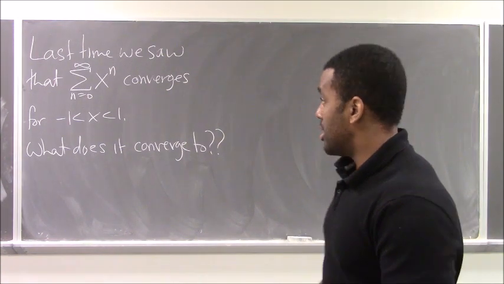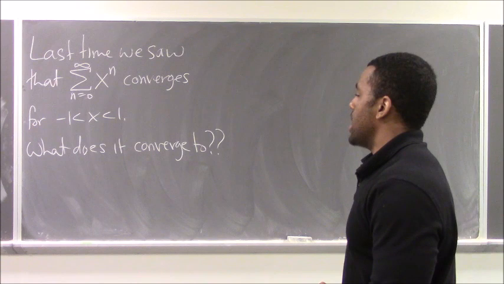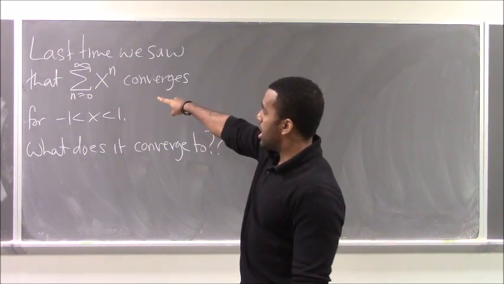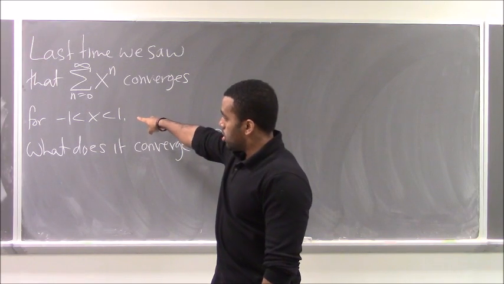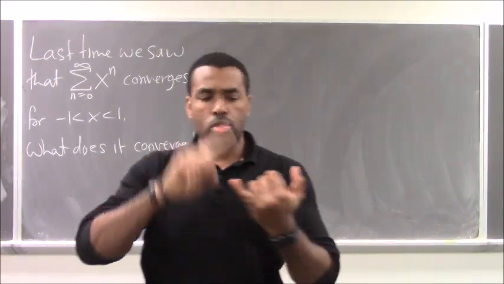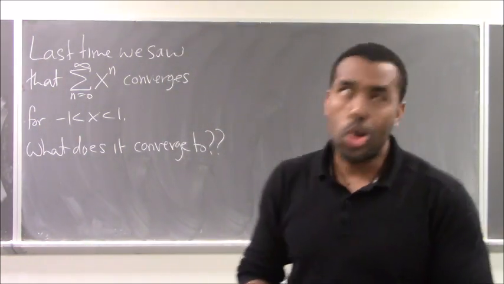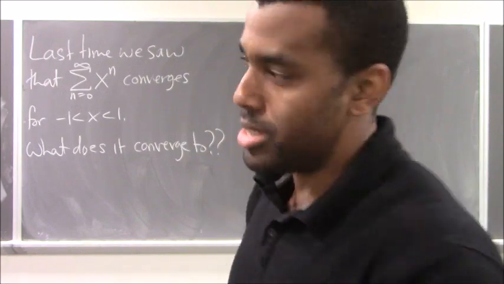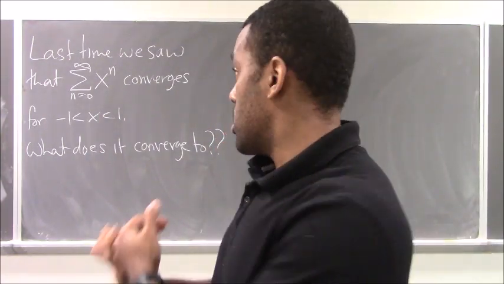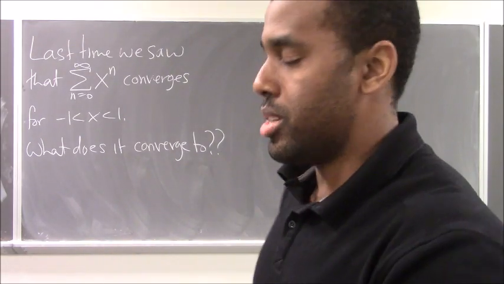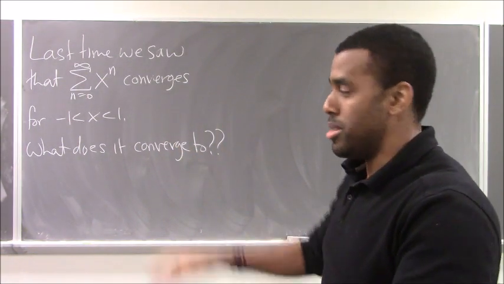Let's get to it. Last time we ended with asking about this series, we showed that this guy converged on this interval. Notice how we found the radius of convergence and the interval of convergence. We did that via the ratio test. It's always the ratio test in Calc 2. Someone asks you where a power series converges, you're always going to use the ratio test. There are other ways to do it, but in Calc 2, that's always going to be how you do it.